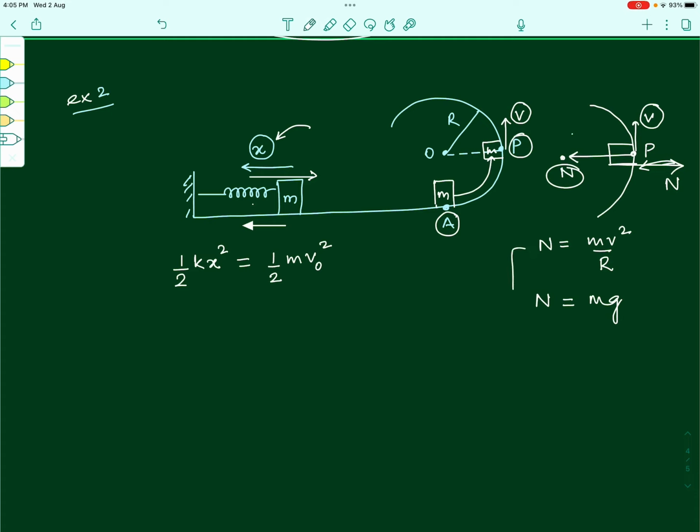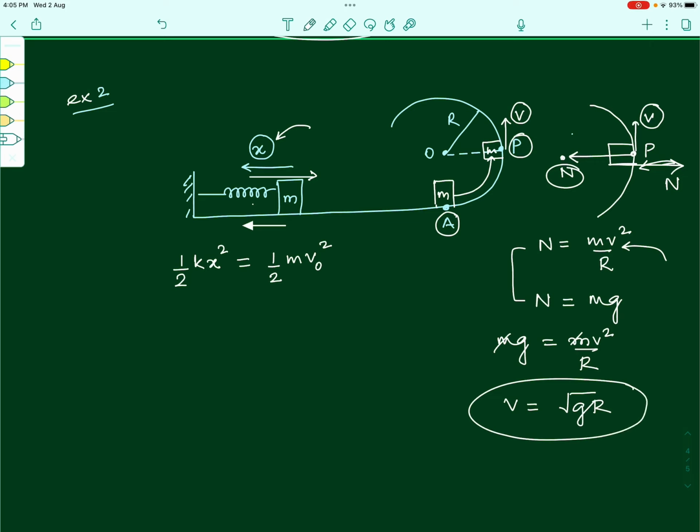So, if we put N is equal to mg here, can we find out the value of velocity? Can we say that mg is equal to m into v squared by r, from here we get v is equal to root of gr. So, we get the velocity of the block at the point P, and can we use that by conserving the energy between the points A and P, right?